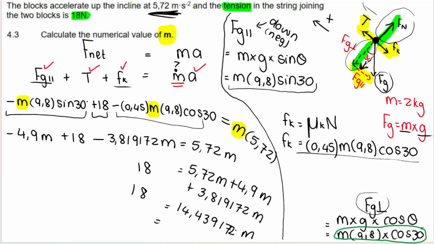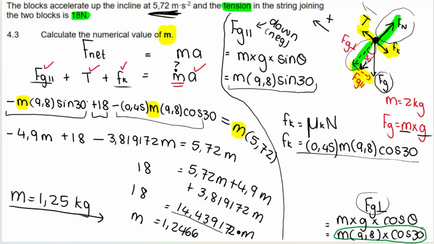And then to get m alone, this is times m. So to get m alone, I must say 18 divided by 14, whatever, that whole number. And you should get 1.2466. We can round that off. 1.25 kilograms. Remember, we're looking for a mass.